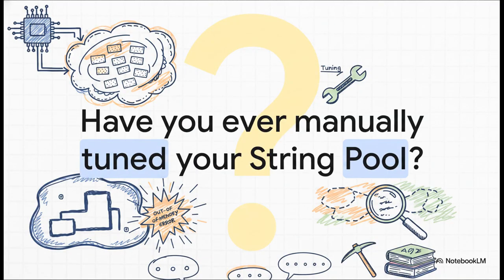Before we wrap up, I want to pose a question to you. Have you ever actually had to manually tune your string constant pool cache using JVM flags in a live production environment? Or maybe you've had to investigate an out-of-memory error that traced straight back to heavy string operations?